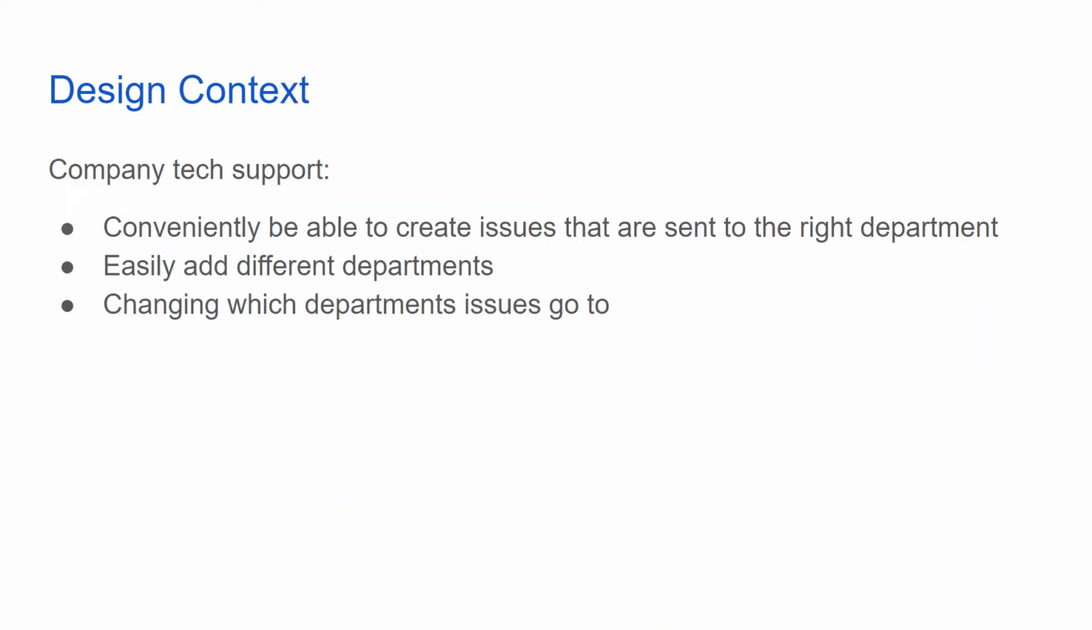So the design context for this lab is we have a company which has a tech support and different kinds of issues go to different teams. Database related issues go to the database team, network related issues go to the network team, etc. And what we want to do is we want to be able to easily create issues that are then automatically sent to the right department. So we don't want to have to choose ourselves which department each issue goes to, but that should be done in the background. We also want to be able to easily add new departments or remove departments that were already there. And we want to be able to easily change which departments different issues go to.